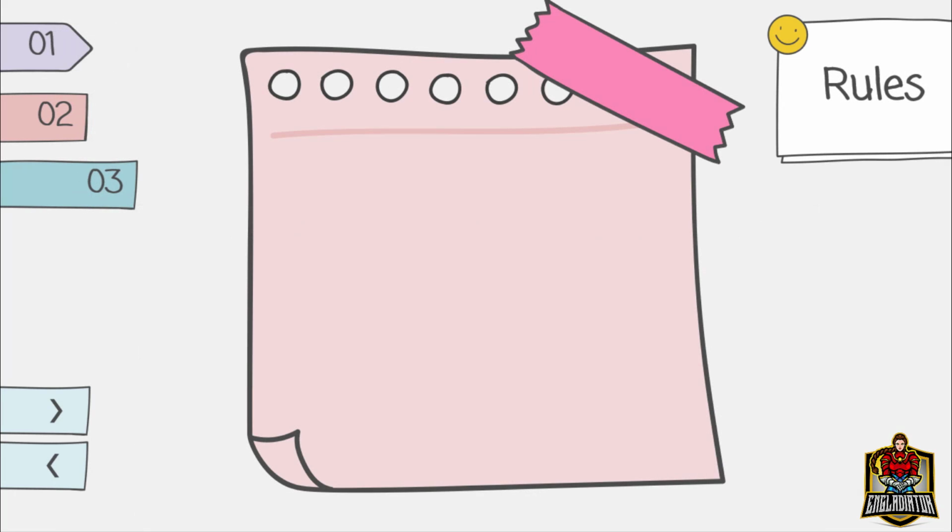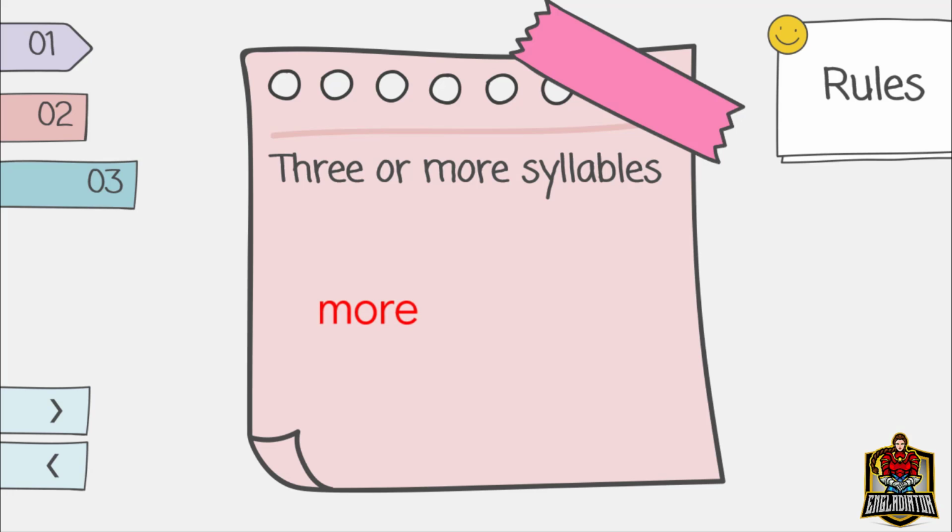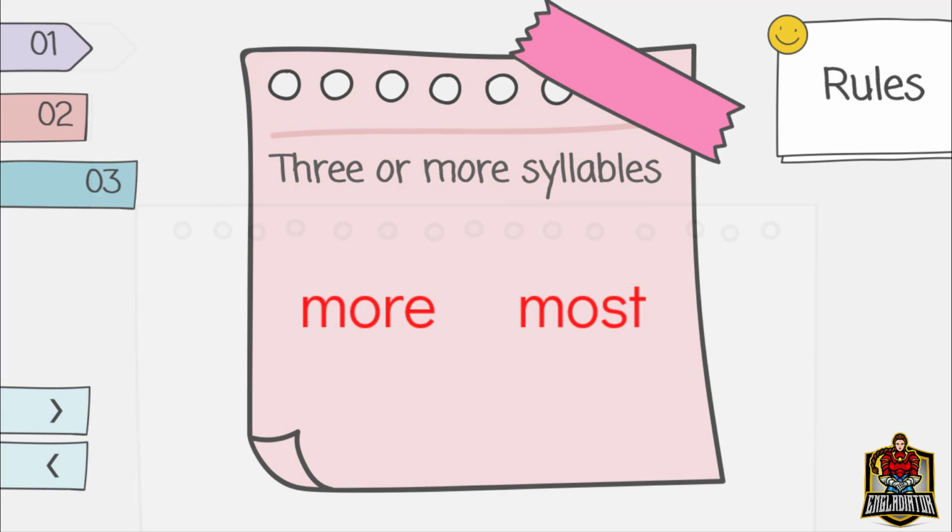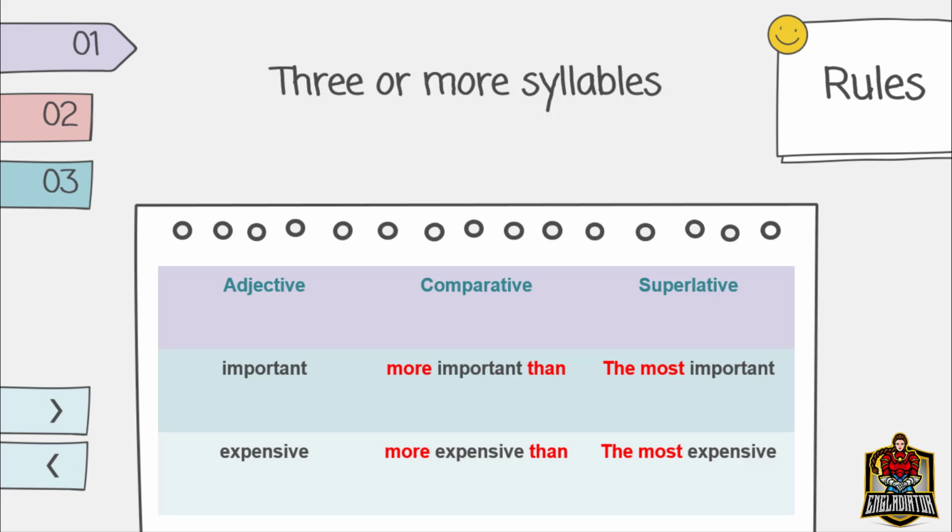3 or more syllables adjectives. Adjectives with 3 or more syllables form the comparative by putting more in front of the adjective, and the superlative by putting most in front of the adjective. For example, the adjective important will be more important than in the comparative form and the most important in the superlative form. Expensive will be more expensive than and the most expensive.